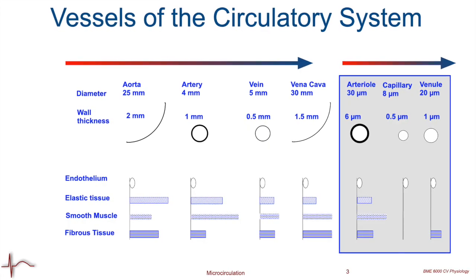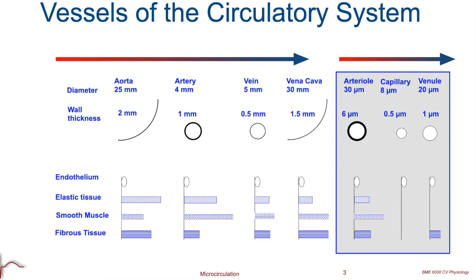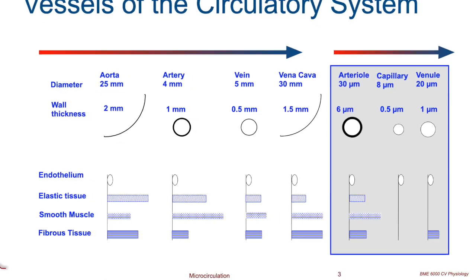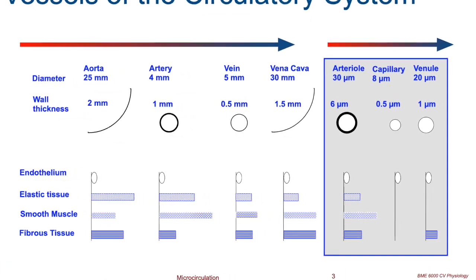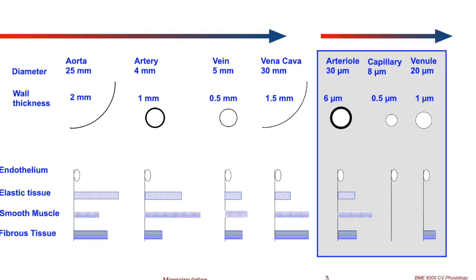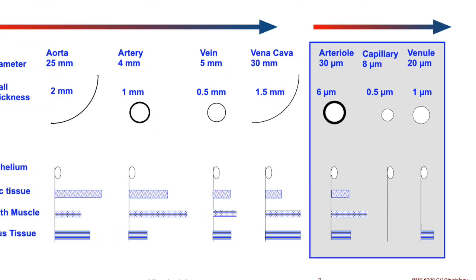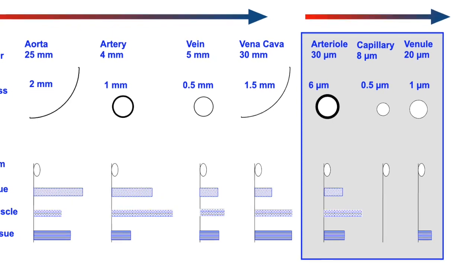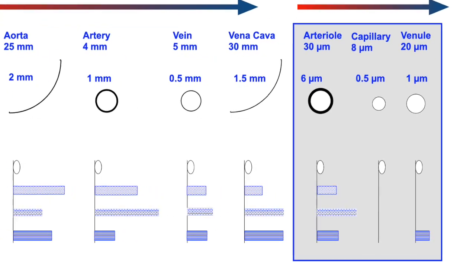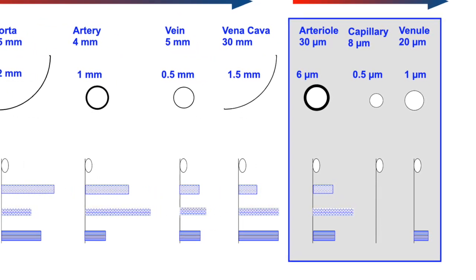As usual, structure first, then function. This is just a review to remind us that we're now down in this domain, not so much of the aorta, the artery, the left side, but the right side of this figure where we're down in the arterioles, the capillaries, the venules, those really small vessels. You see the scale here is micron scale, and that's the space that we're going to have a look at now.